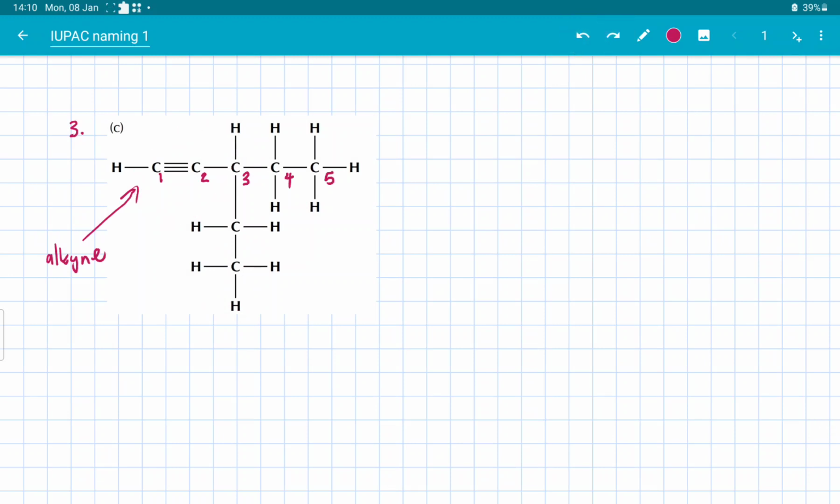So now, again, there's a branch here. My branch is ethyl. Mention the position: the position of your ethyl will be carbon 3, so 3-ethyl. The main continuous chain has 5 carbons, so it is pent. But now this is an alkyne. Where is the triple bond? At carbon 1. So basically this is a 3-ethylpent-1-yne.